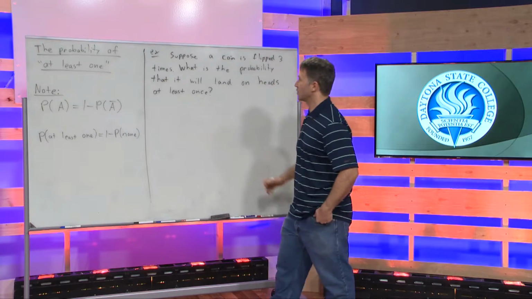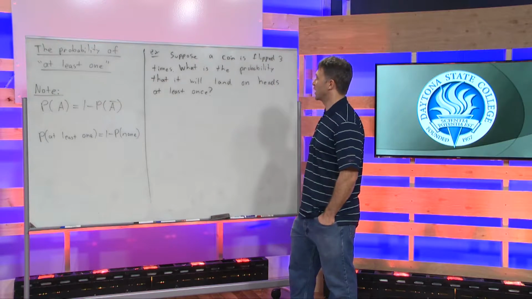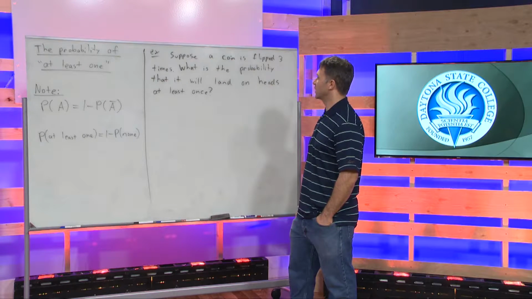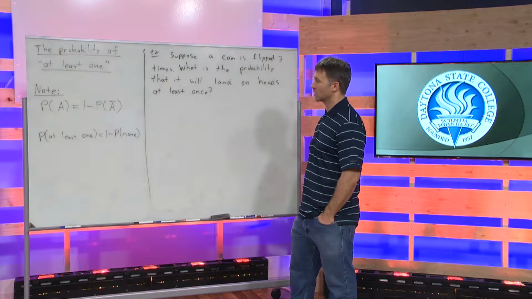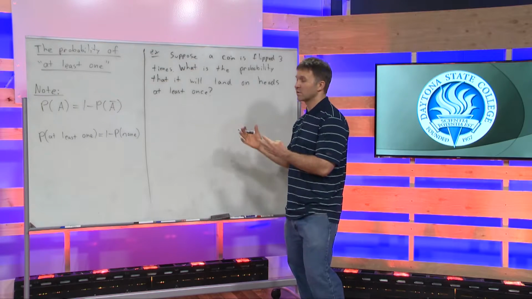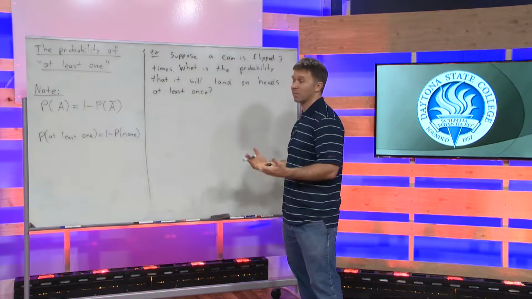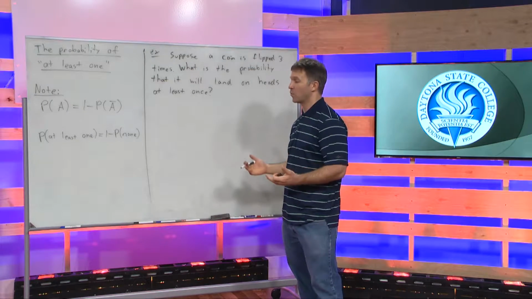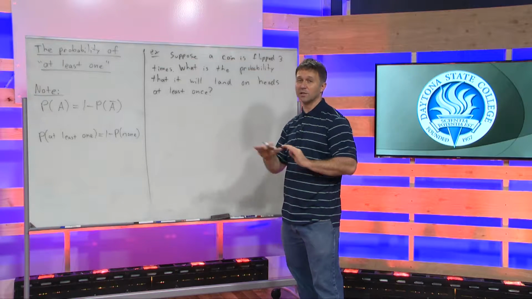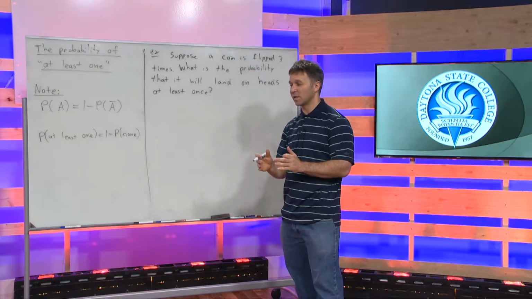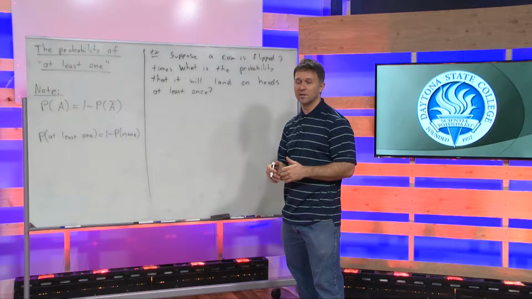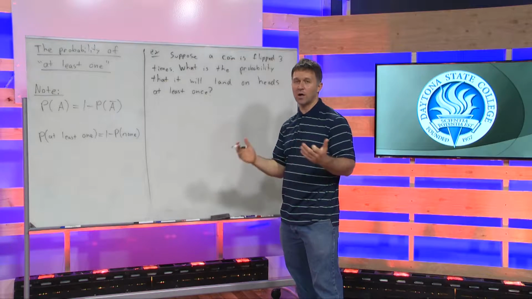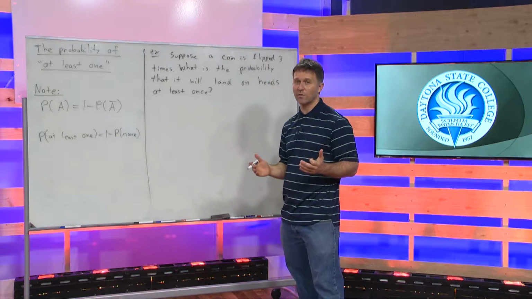Okay, so here's our problem. Suppose a coin is flipped 3 times. What is the probability it will land on heads at least once? Now this is a typical example, flipping a coin, and there are other ways to do it. You could literally write out the entire sample space. You could get heads, heads, heads, heads, tails, heads, and then just keep on listing all the different possibilities. That's one way of going about it.